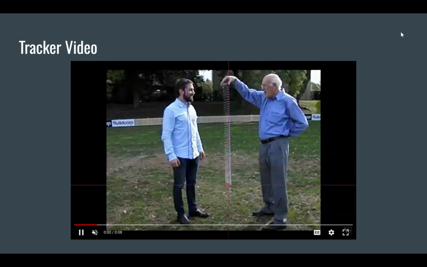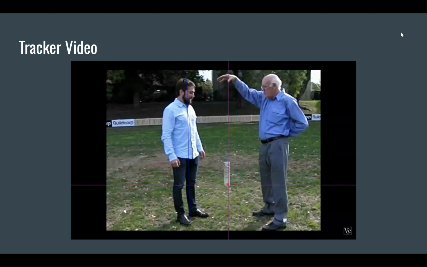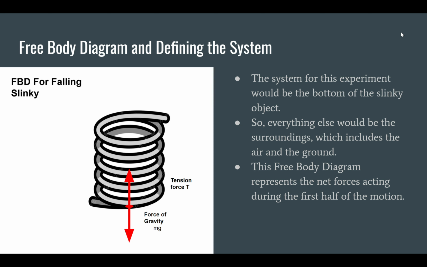And here's a Tracker video which shows the falling Slinky in slow motion. In order to better understand the system, we can draw a free body diagram. The system for this experiment would be the bottom of the Slinky, and everything else would be the surroundings, which includes the air and the ground. This free body diagram specifically represents the net forces acting during the first half of the motion.